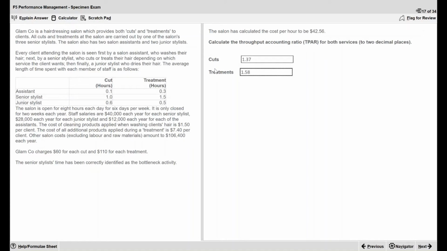And remember, when throughput accounting ratio is more than 1, that suggests that the product is profit making. If it is less than 1, it means that the product is loss making. So in this case, both of these services are profit making, but if we want to see which one is making more profit, it would be treatments. Even though treatment uses most of our time, it still gives us more contribution per hour than the cuts. So if we were giving priority, we would give priority to treatments.